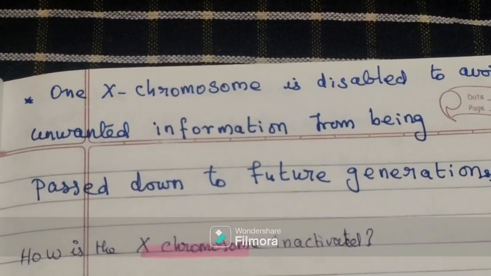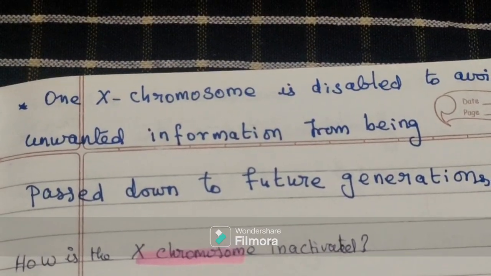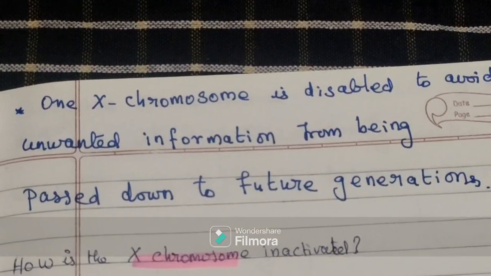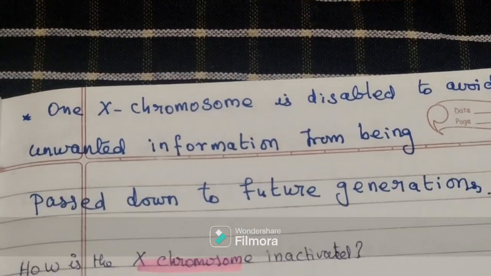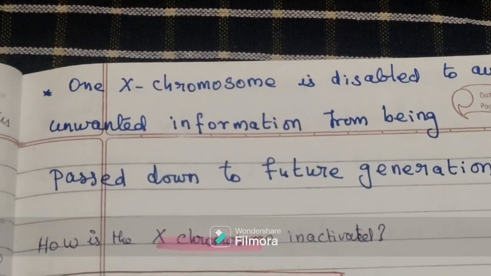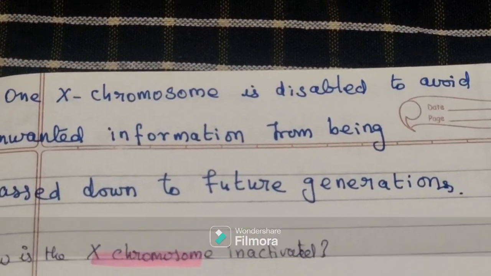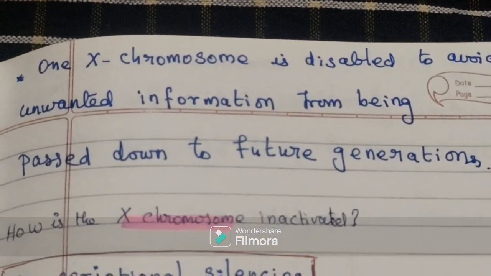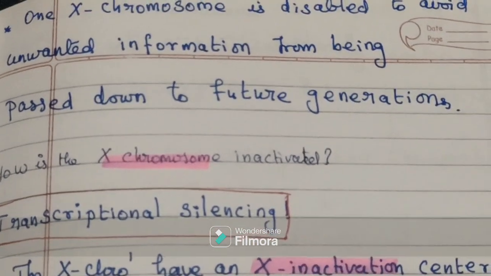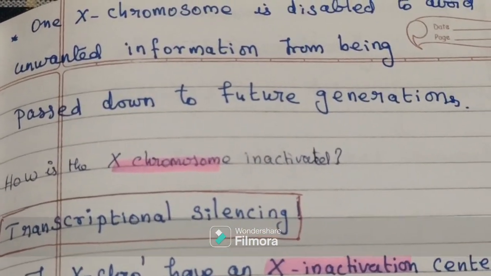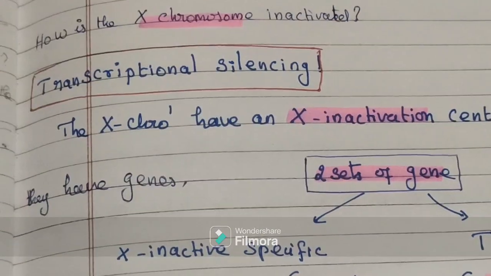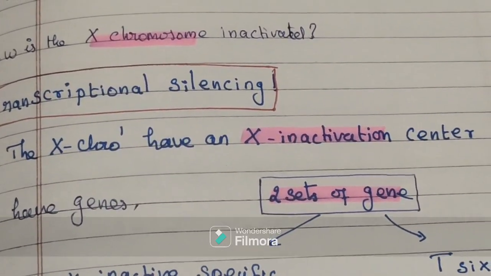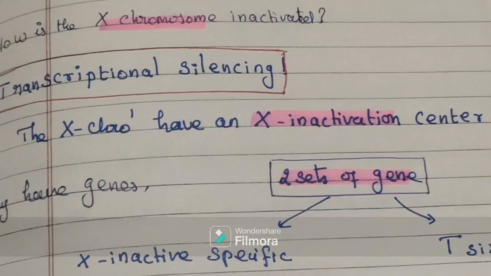So one X chromosome is disabled to avoid unwanted information from being passed down to future generations. Now, let's understand how this X chromosome is inactivated.